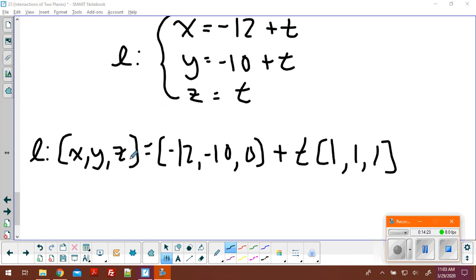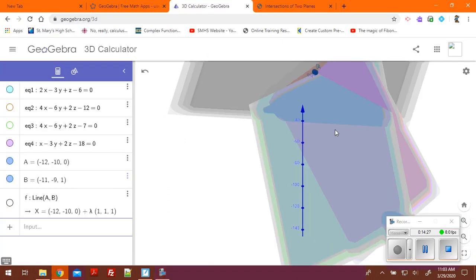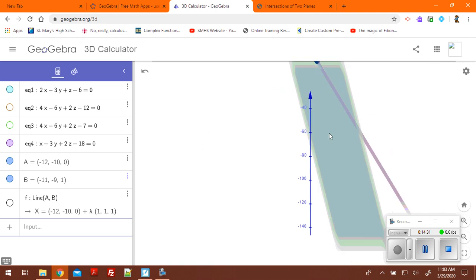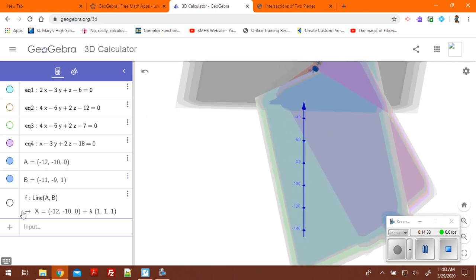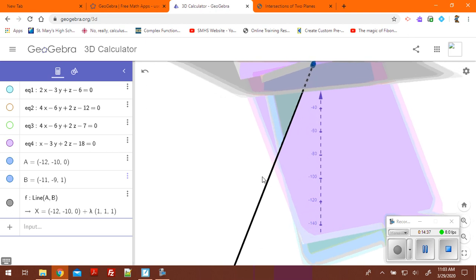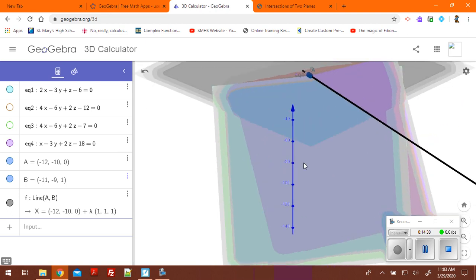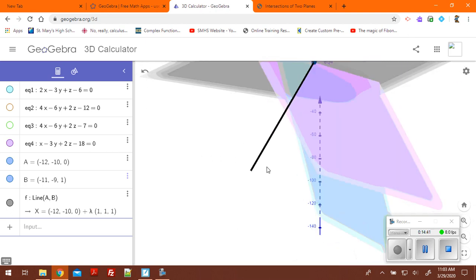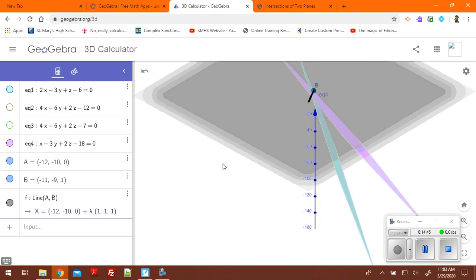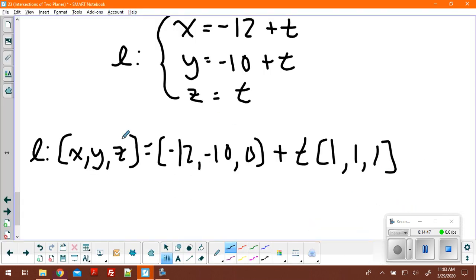As just a quick little check here, I went back to GeoGebra, and I zoomed my planes out. Again, you can see where that seam is, where they cross, and if I put on the line, it's lying right where that seam is. So that's the line where the two planes cross. Pretty neat. So that is all for this lesson.